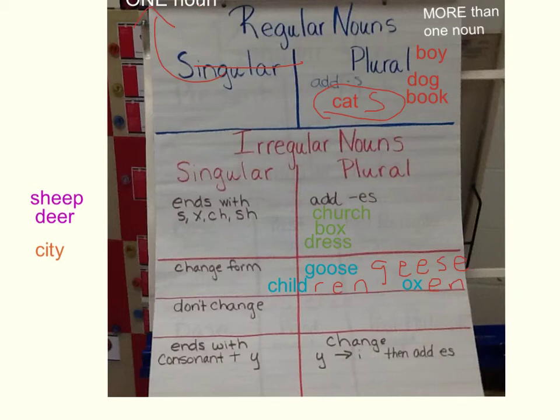Some words don't change at all. Sheep can mean one sheep, or it can mean a lot of sheep. Deer can mean one deer or 1,000 deer. They don't change. It doesn't change at all from singular to plural.